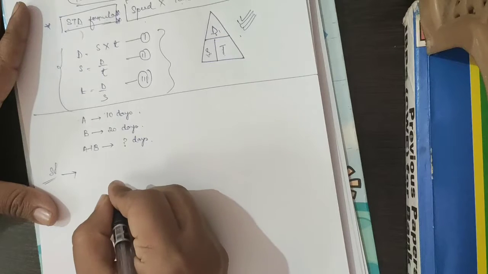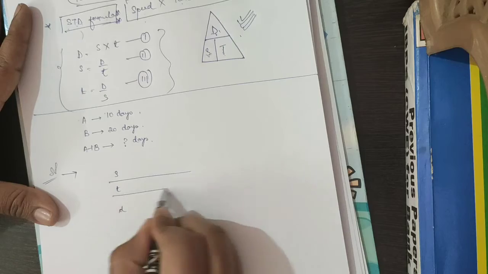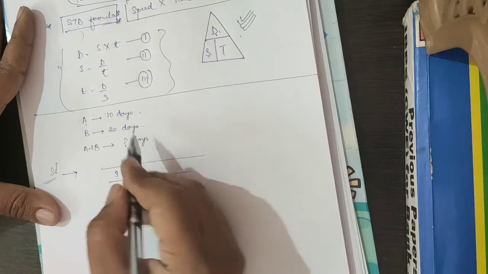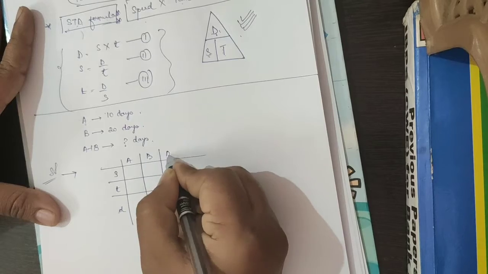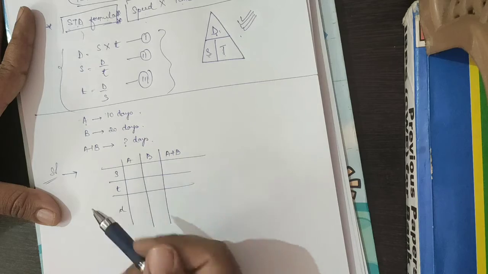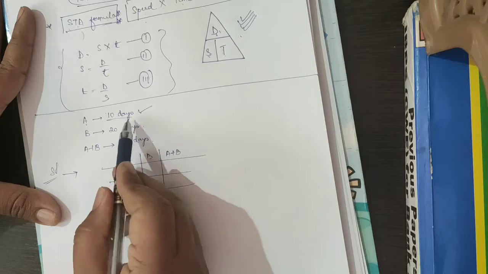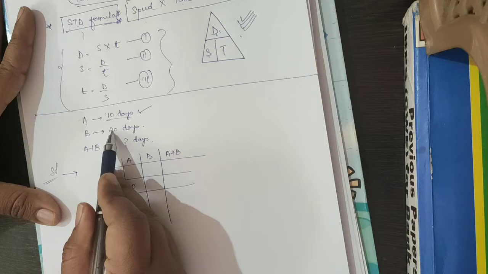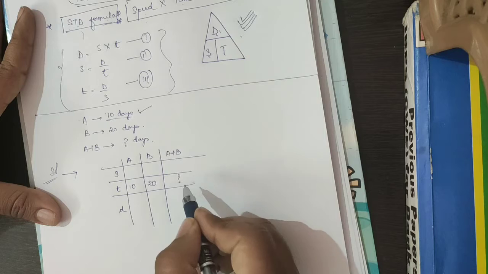For this, first write S, T, D. Write A, B, A plus B. It says A can do a piece of work in 10 days. 10 days is a time, it denotes time. B can do the work in 20 days. A plus B, they're asking about this time.